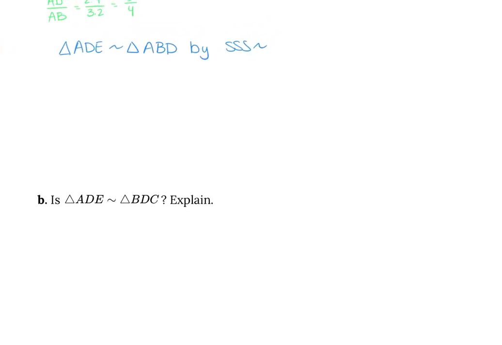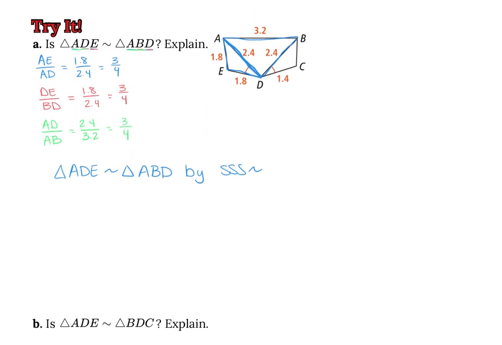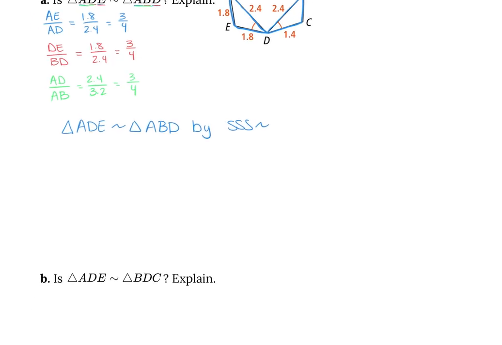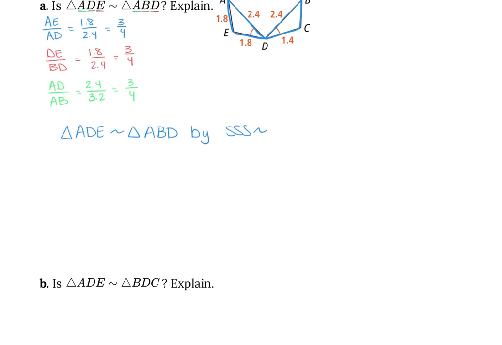Okay. B, is ADE similar to BDC? Let's come back up here. Let me erase. Okay, so we're looking at ADE and BDC. Okay, we're looking at those two triangles to see if they are similar. Again, I will match them up by the triangles. So AD and BD. So AD is 2.4. BD is 2.4. That would get me 1. Next, I will do DE and DC.